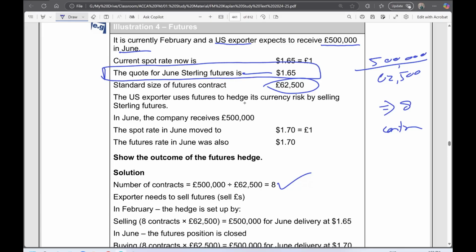So what does that mean? Do we have to wait till 30th June? No. We can close any time before. 30th June is the last date. How can you close the contract? By taking the opposite position.